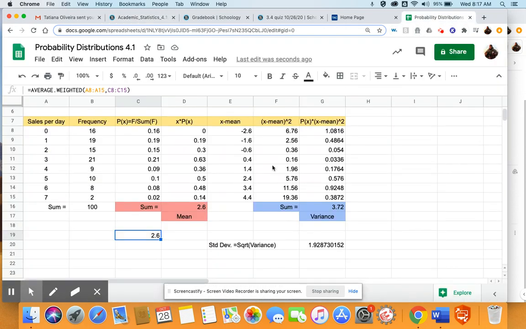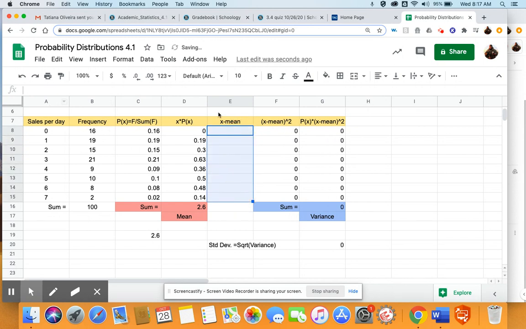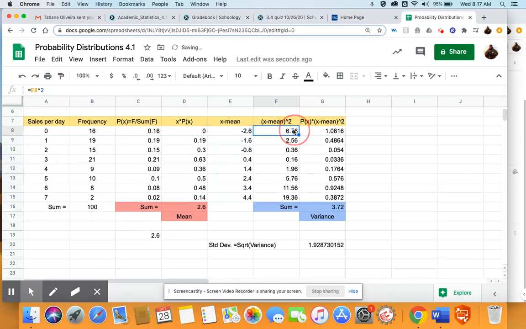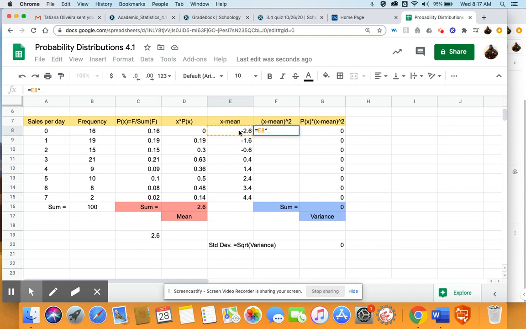So we will take a look here. You can see what I did. X minus the mean, again. I'm going to delete these. Equals x. Our x values are our sales minus our 2.6. And we'll drag and drop that. This column is to take that previous number and square it. So I typed in equals the previous number squared, and drag and drop.